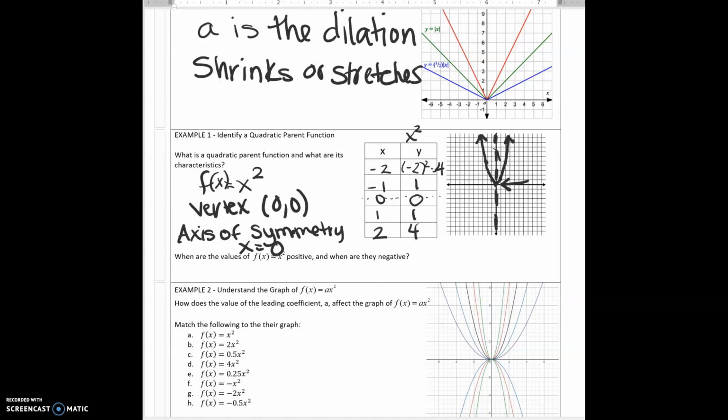Then it asks where the values of f of x equals x squared are positive and when are they negative. So it's asking when is y positive? And y is positive everywhere except at that 0, 0 point.